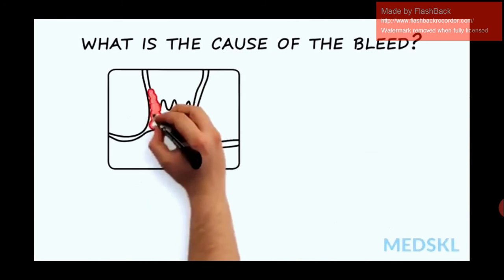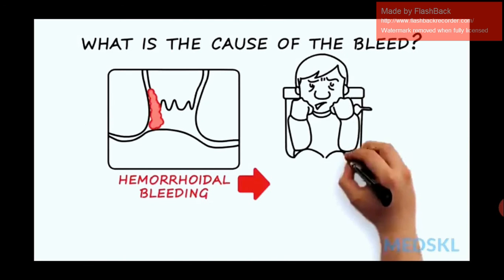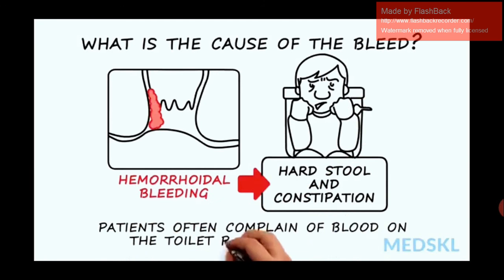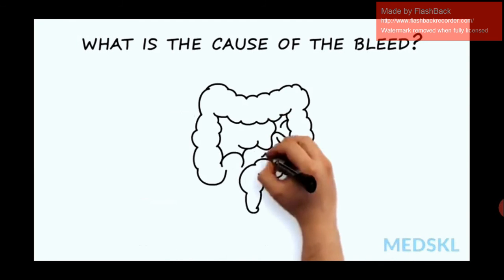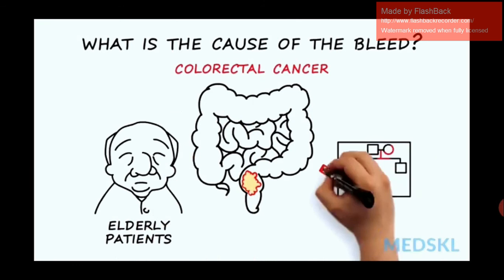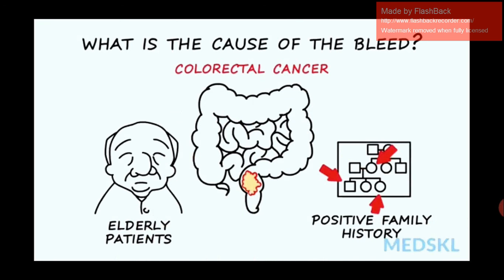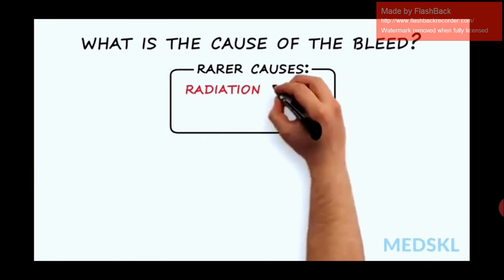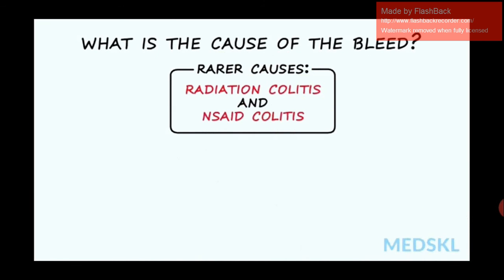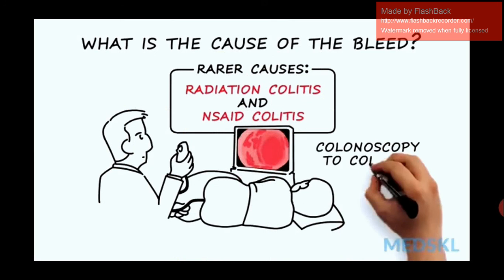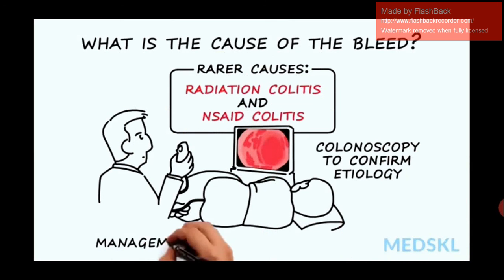Hemorrhoidal bleeding is also frequent. It is associated with hard stool and constipation. Patients often complain of blood on the toilet paper after wiping. Always consider the possibility of colorectal cancer, especially in elderly patients or those with positive family history. Rare causes include radiation colitis and NSAID colitis. Colonoscopy is often the necessary diagnostic test to confirm the etiology of the lower GI disease, and management strategies should focus on addressing the etiology of that disease.